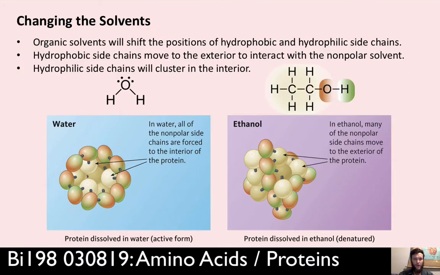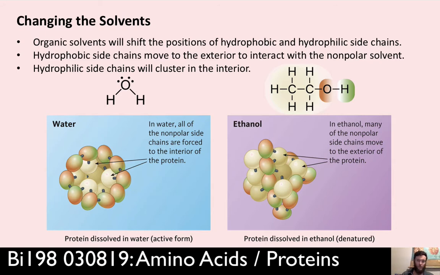First, let's start with the mezcal worm, changing the solvents. So if you go from a polar solvent like water to a little bit more non-polar, more hydrophobic solvent, like some kind of organic solvent, that is going to slightly shift the position of the hydrophobic and hydrophilic side chains in the protein. So maybe some of those hydrophobic amino acids in the center of the protein will be happier interacting with a nonpolar solvent and will move to the surface of the protein. And hydrophilic side chains may want to cluster together on the inside.